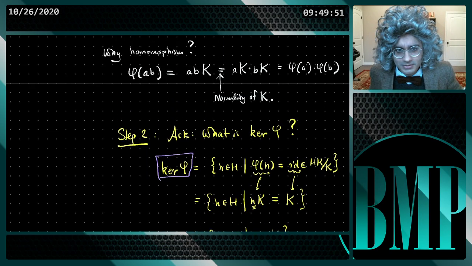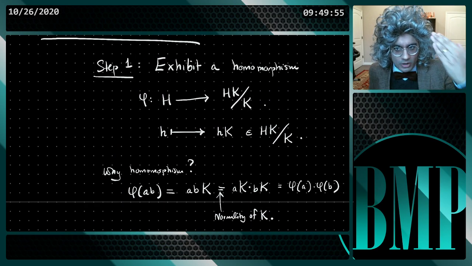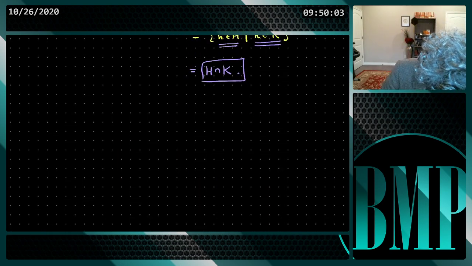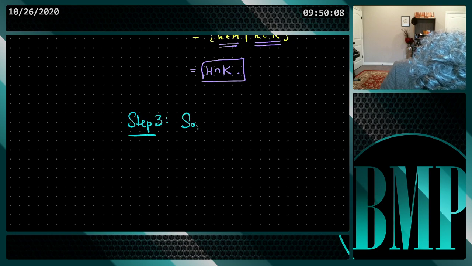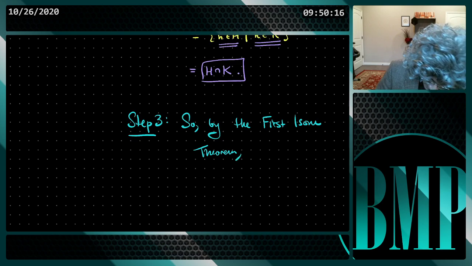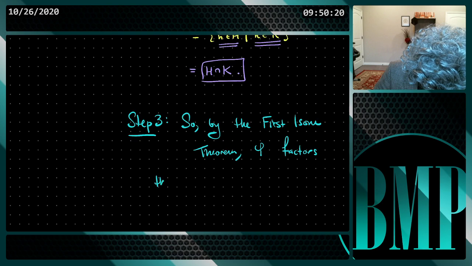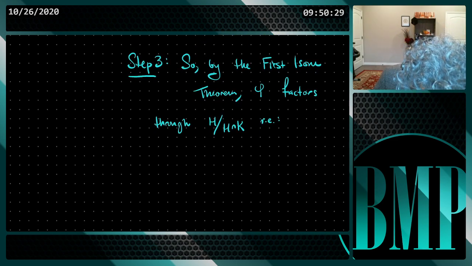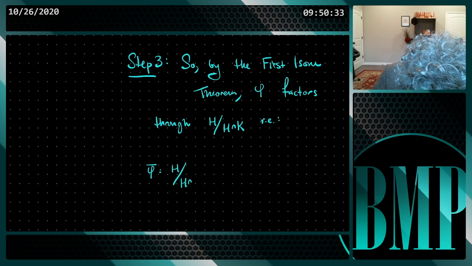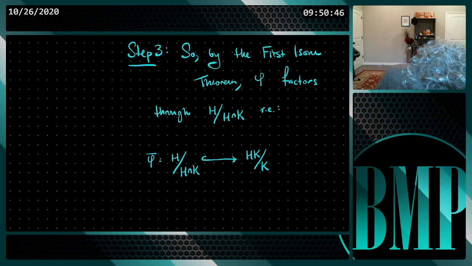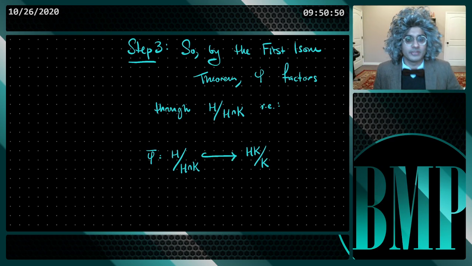Okay, so, class, I think you know what's going to happen now. I exhibited a homomorphism. I identified the kernel. So, by the first isomorphism theorem, phi factors through H mod the kernel, i.e. you get an induced homomorphism, which is injective. This is injective. All right.